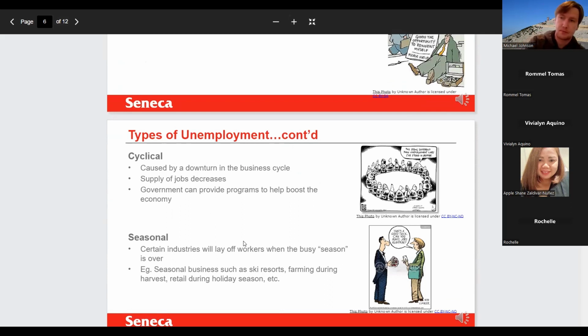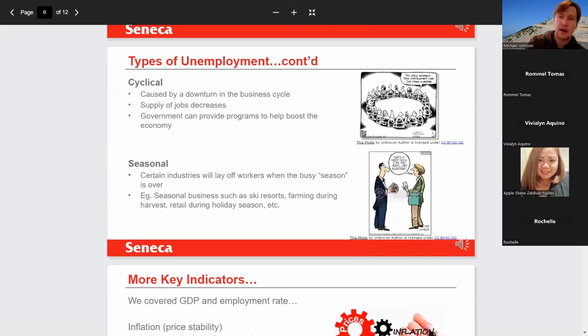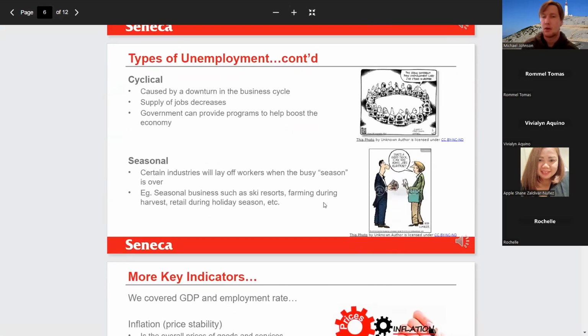That's cyclical unemployment. And then seasonal is when, let's say, the summer's over, so you don't have any landscaping work anymore. That's seasonal unemployment. Also, if the ski resort closes because it's summer, you would lose your job because they don't have ski hills open. Also, working for a golf course, when it's winter, you can't work at a golf course, so you may be laid off during the winter. Farming during harvest, maybe in the winter you won't be able to do that, so you'll be laid off. Retail during holiday season, you may be laid off.